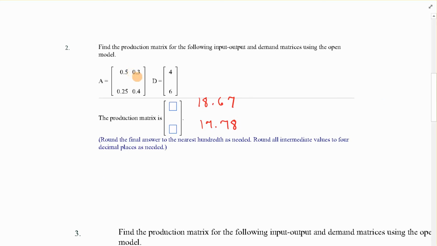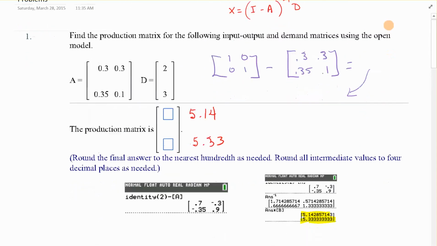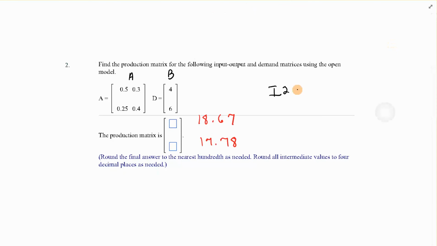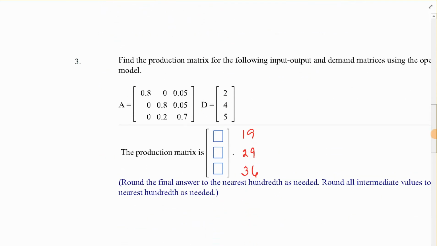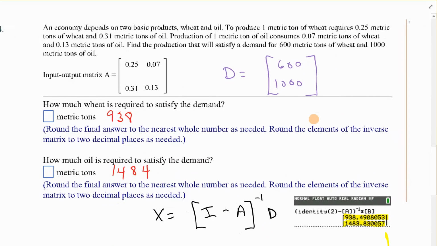You're going to put this in A and this in B, and you will go in and do, remember, I2 minus, here's your formula. If you've forgotten, you're going to subtract the A, and you're going to take the inverse of that, and then you're ultimately going to multiply it times B, which we've just changed to B instead of the D in the formula, which is demand. So you should get those. So practice those. You're going to do the same thing for number 3. And then let's get to number 4, which is a word problem.